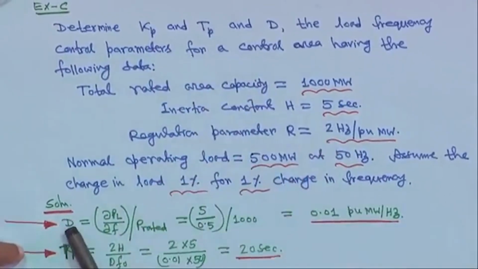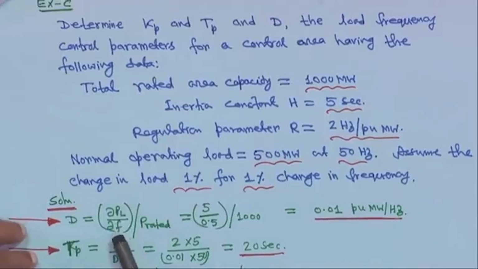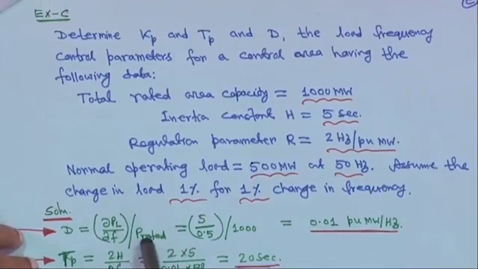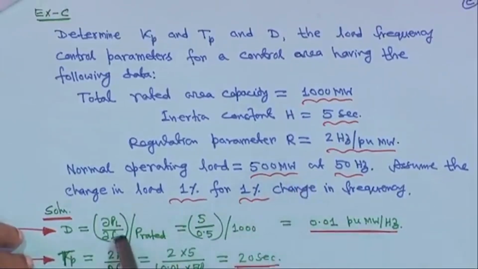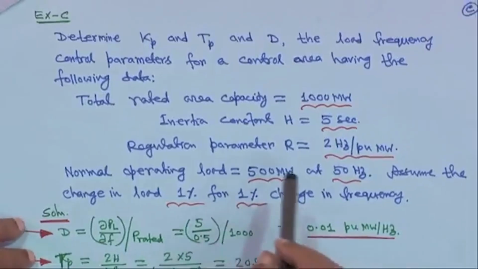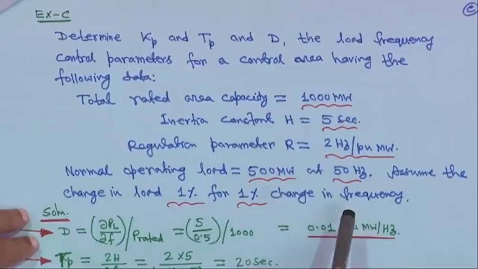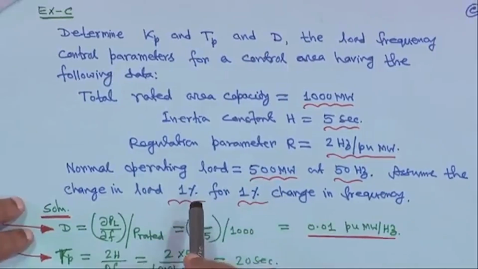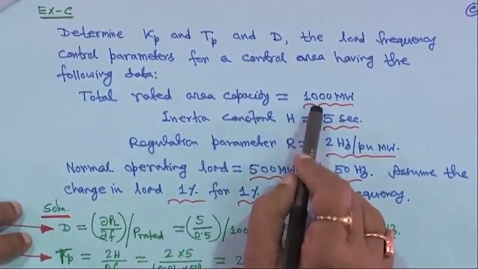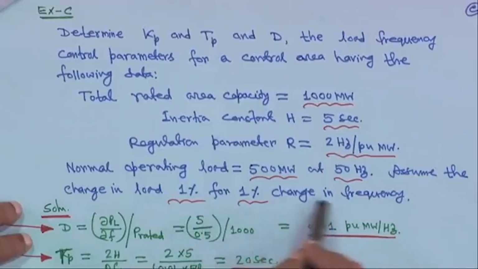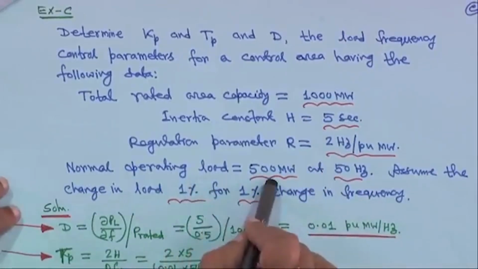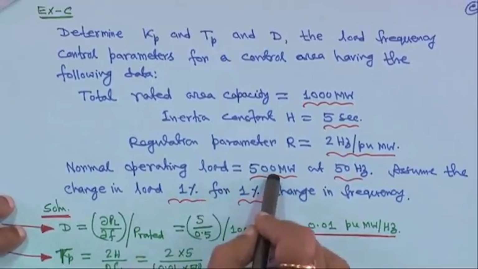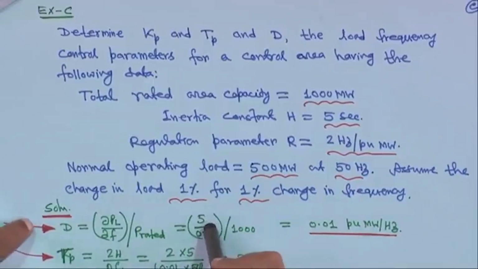Now first you have to find out the D. D is equal to del PL upon del F divided by the rated capacity. Then D will be in per unit, right? So del PL upon del F: the total area rated capacity is 1000 megawatt, and the change in load is 1% for 1% change in frequency. The normal operating load is 500 megawatt. Therefore 1% of 500 is actually 5 megawatt. So delta PL is actually 5 megawatt.